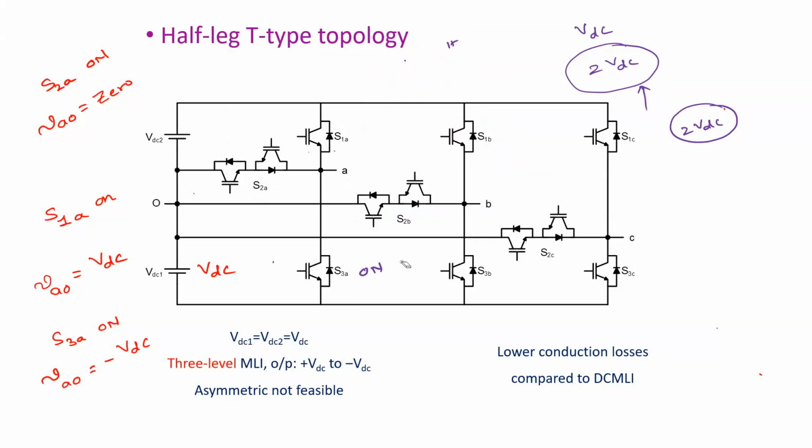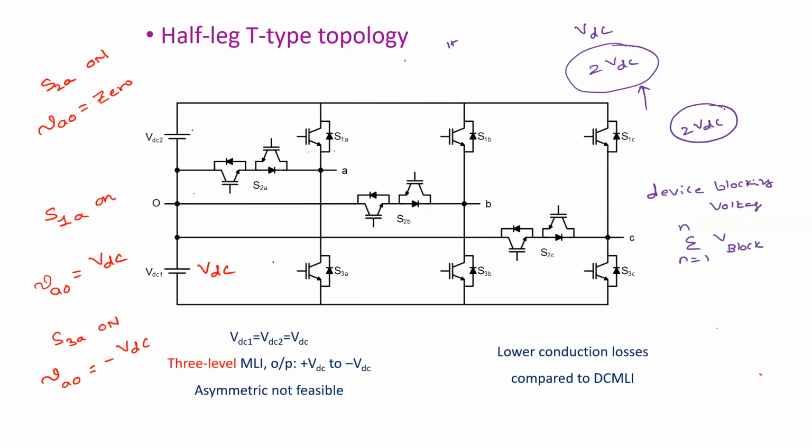So from this, we can calculate the device blocking voltage. There is a new term, that is device blocking voltage. This is the sum of the blocking voltage of all devices. Sum of the blocking voltage of all devices, that is known as device blocking voltage, right?